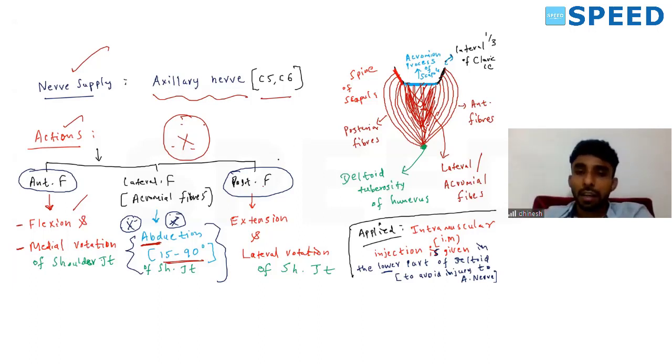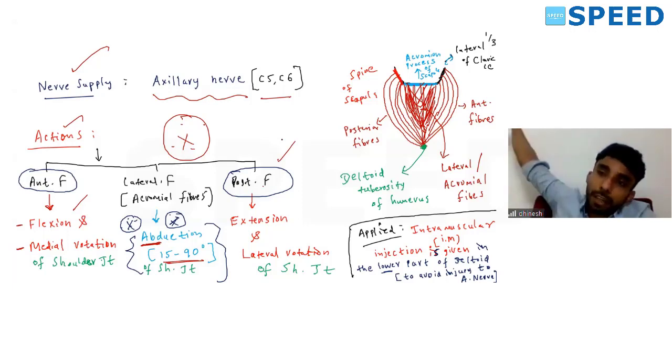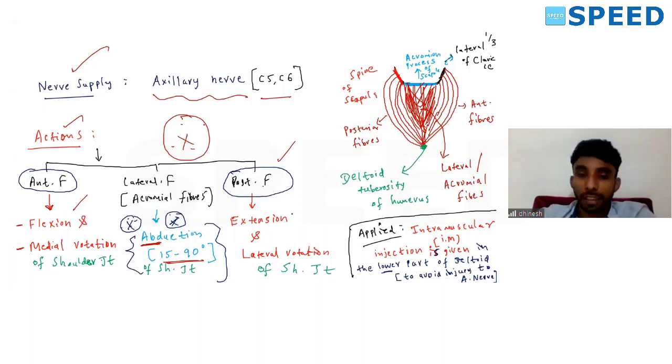And what about the posterior fibers of deltoid? They are located posteriorly, behind the shoulder joint. So when they contract, they will cause backward movement of shoulder joint called extension and lateral rotation of shoulder joint. I hope you are clear about the actions of the deltoid muscle, all three sets of fibers: anterior fibers flexion and medial rotation, lateral fibers abduction 15 to 90 degree, posterior fibers extension and lateral rotation.